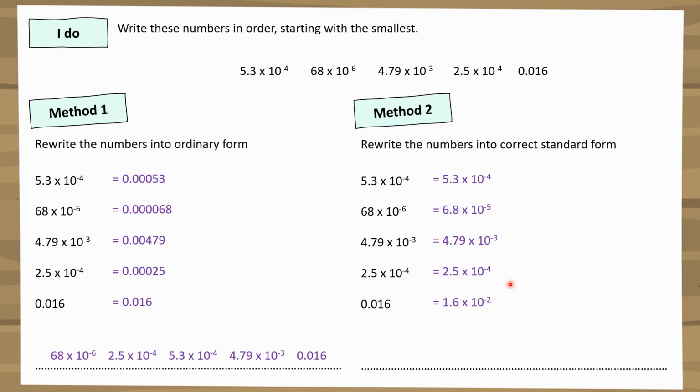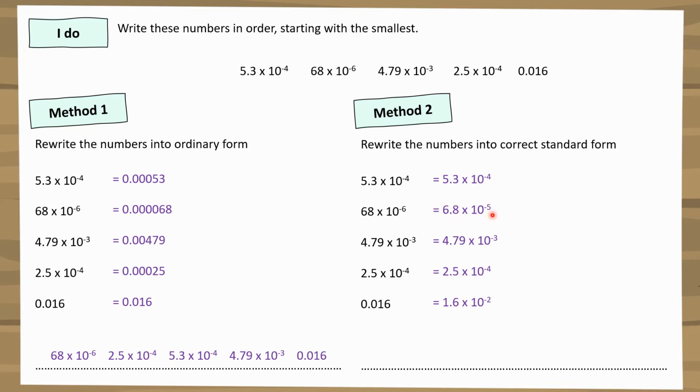And that works for negatives as well, in that -2 is larger than -5. So this number here is larger than this one. Okay, so all I need to do first is look down the list at my powers, because I'm going smallest to largest, which is the smallest power, and -5 is the smallest power. So this number here is the smallest in the list.